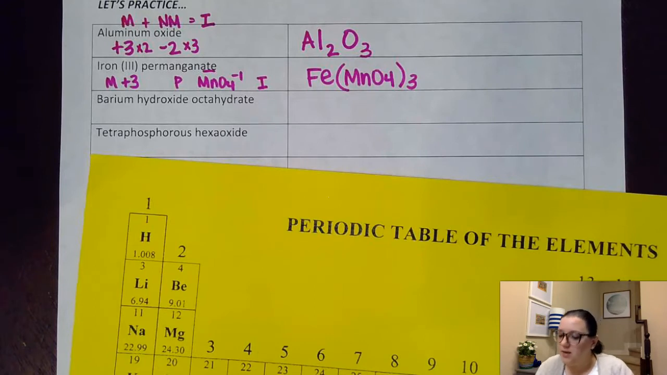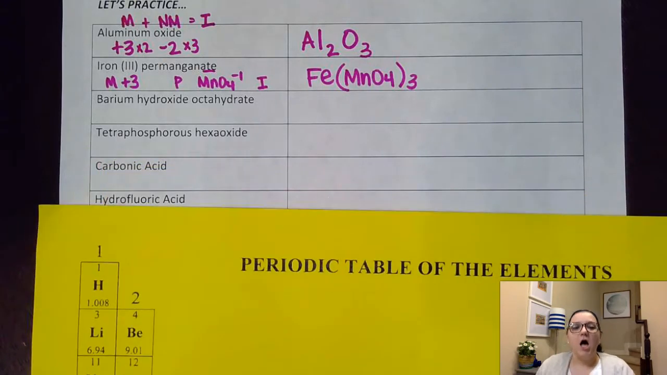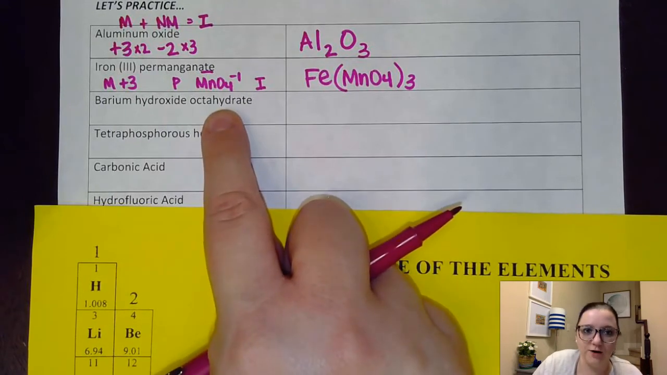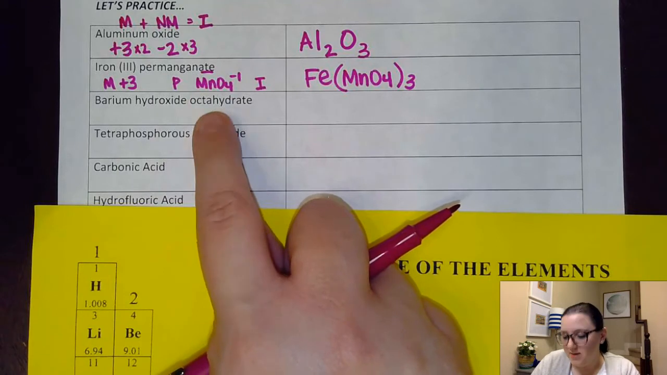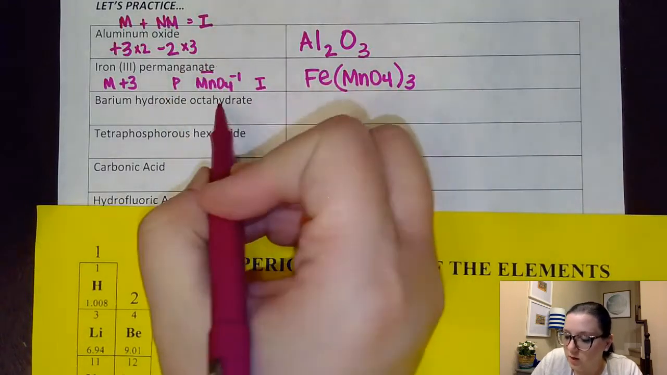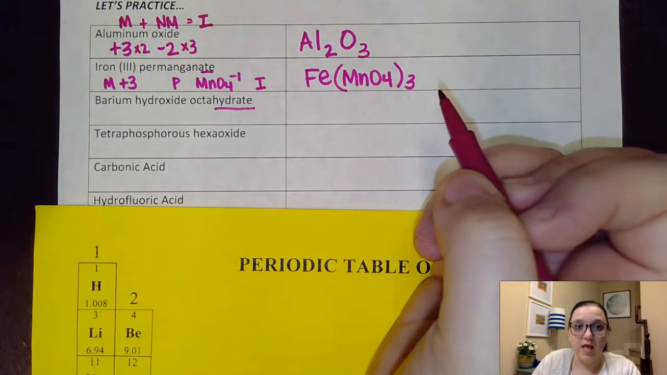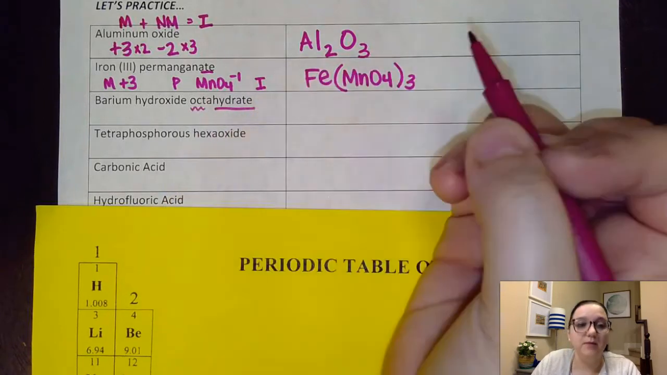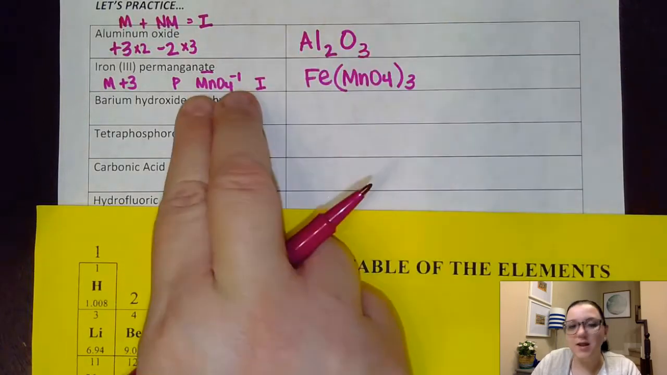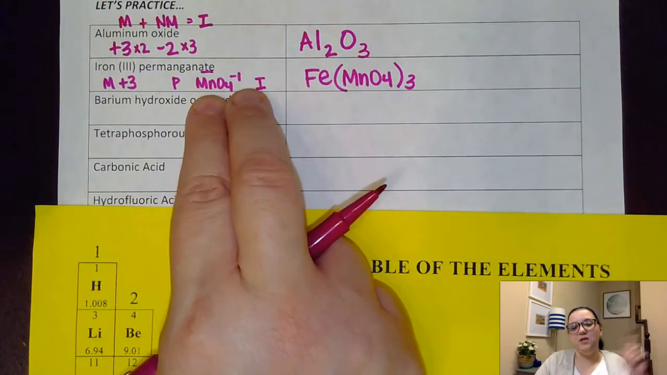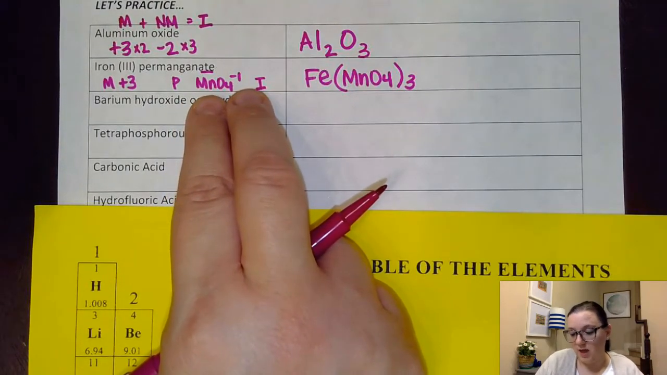Okay. Now, the next one is a little bit interesting. I notice it has 3 parts to its name. And anytime you have 3 parts to the name, there is a chance that part of that name has hydrate with it, which, oh wait, I see that here, octahydrate. What that means is that on the end of this, you are going to have some waters. And specifically, octa means we're going to have 8 waters. So I'm going to actually ignore that part for just a minute and just deal with barium hydroxide, okay?